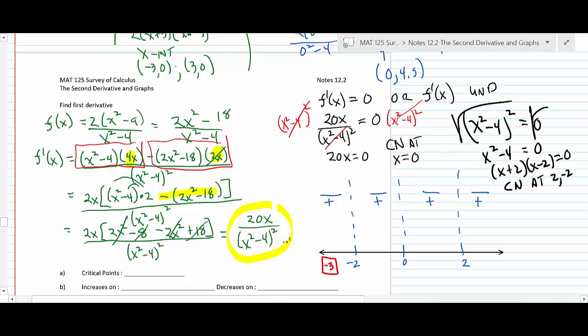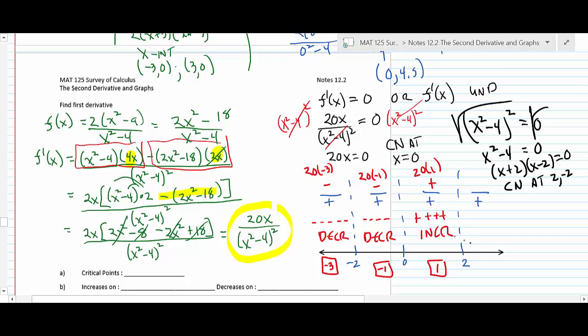So if you plug negative 3 in, and do this in your head, 20 times negative 3, you get a negative, right? So what's a negative divided by a positive? Negative. And that tells you the function is decreasing, right? Okay. Let's take a test point here. Let's use negative 1. Well, you do 20 times negative 1. That's negative. Means the function's still decreasing, right? Okay. Move on to the next place. Let's use 1. Plug into the numerator. What's happening? Therefore, we are what? Increasing.